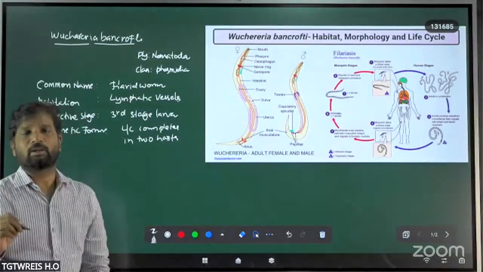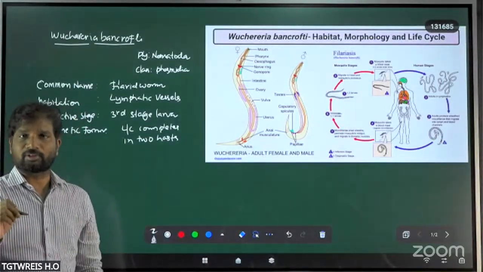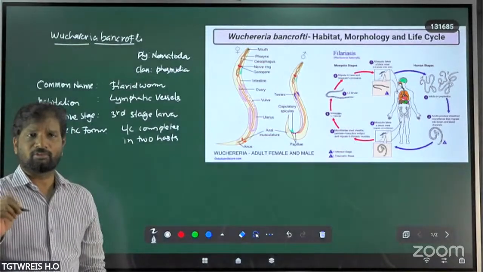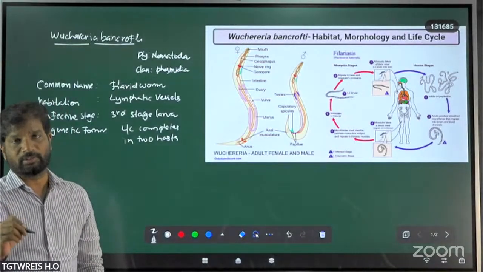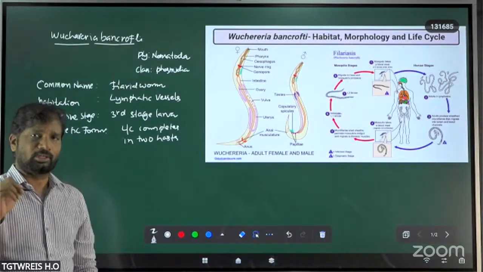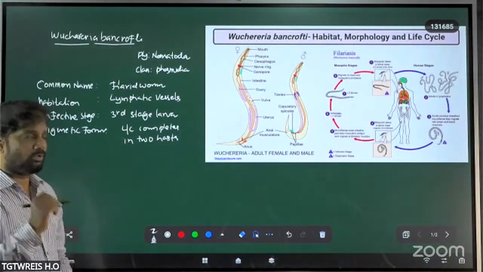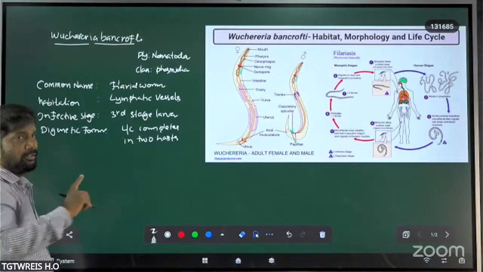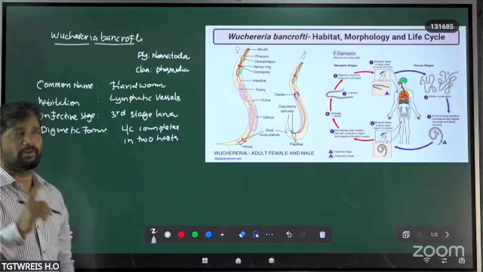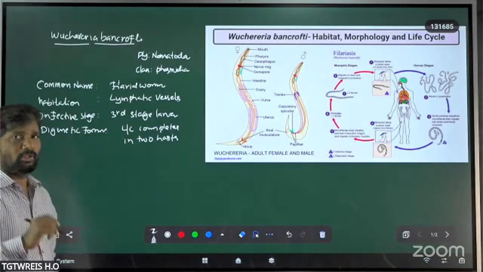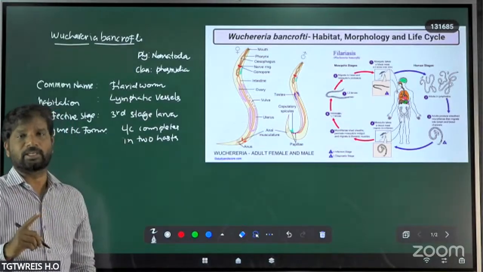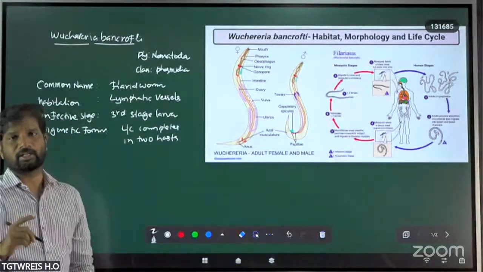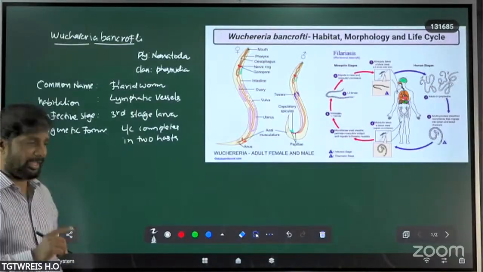There is another helminthic form, Ascaris lumbricoides. Ascaris lumbricoides also completes its life cycle in one host only, so it is also known as a monogenetic parasite. But the Plasmodium parasite and Wuchereria bancrofti both complete their life cycle in two hosts. That's why they are known as digenetic parasites.